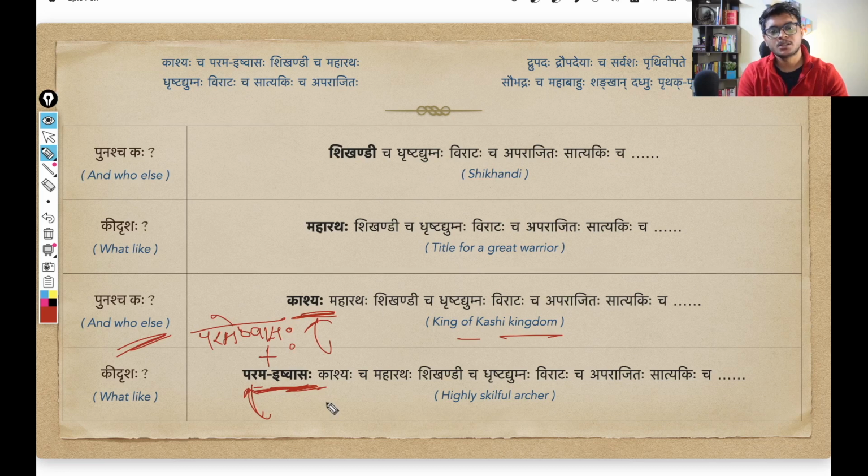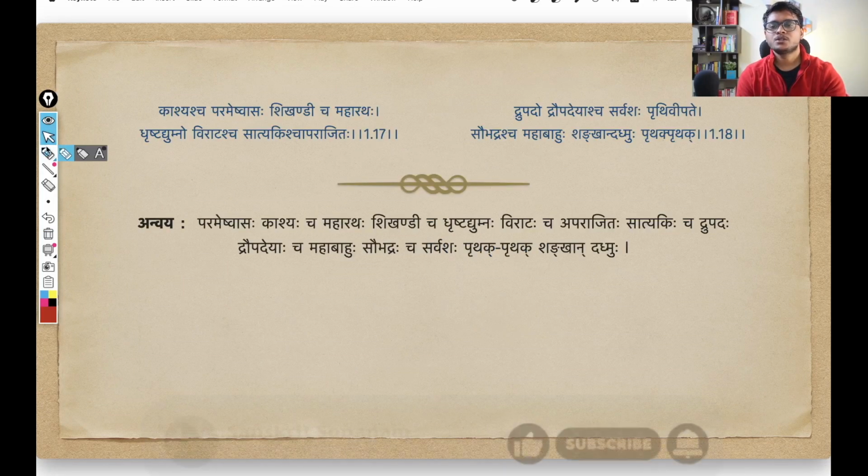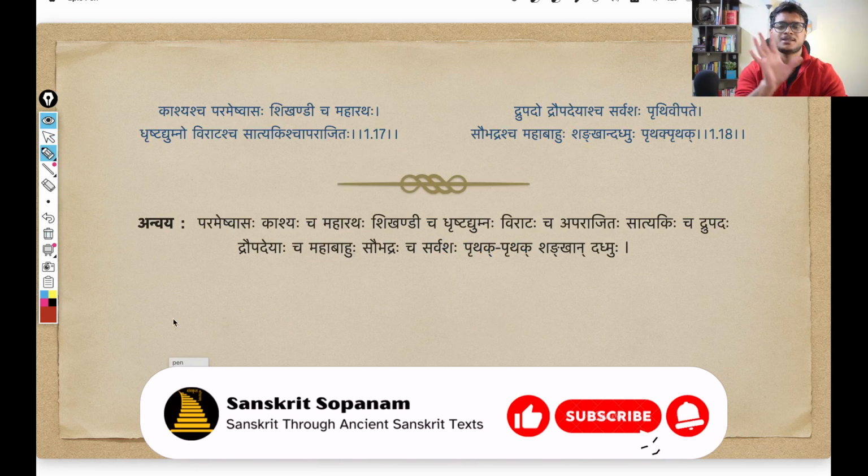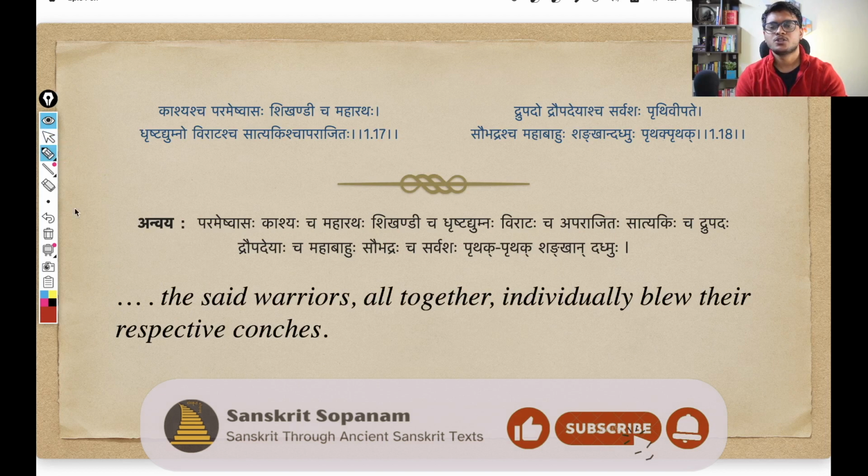And who is this referring to? This is referring to Kashya, that is the king of Kashi. This is how he is described in the shloka. A highly skillful archer. That is it. Okay, and with this, we have covered the entire shloka. Again, as I said, a very simple shloka. Let's quickly start with the translation also.